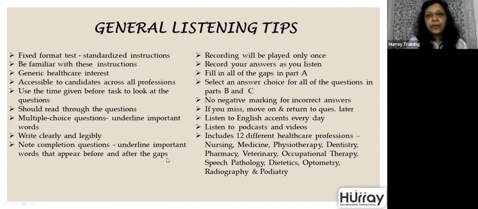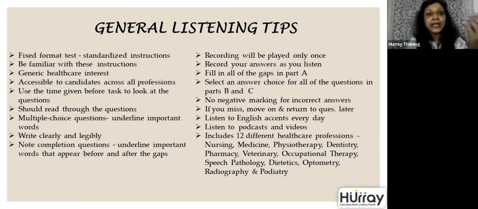Recording will be played only once. Record your answers as you're listening. Write your answers. Don't wait for the end because you'll forget. It's played only once, so you can't play it again. In the gaps in part A, write the answers. Section B and C, you have to shade the circle. No negative marks for incorrect answers. It's either 1 or 0, no -1, -2. If you miss an answer, move on, return to the question later.